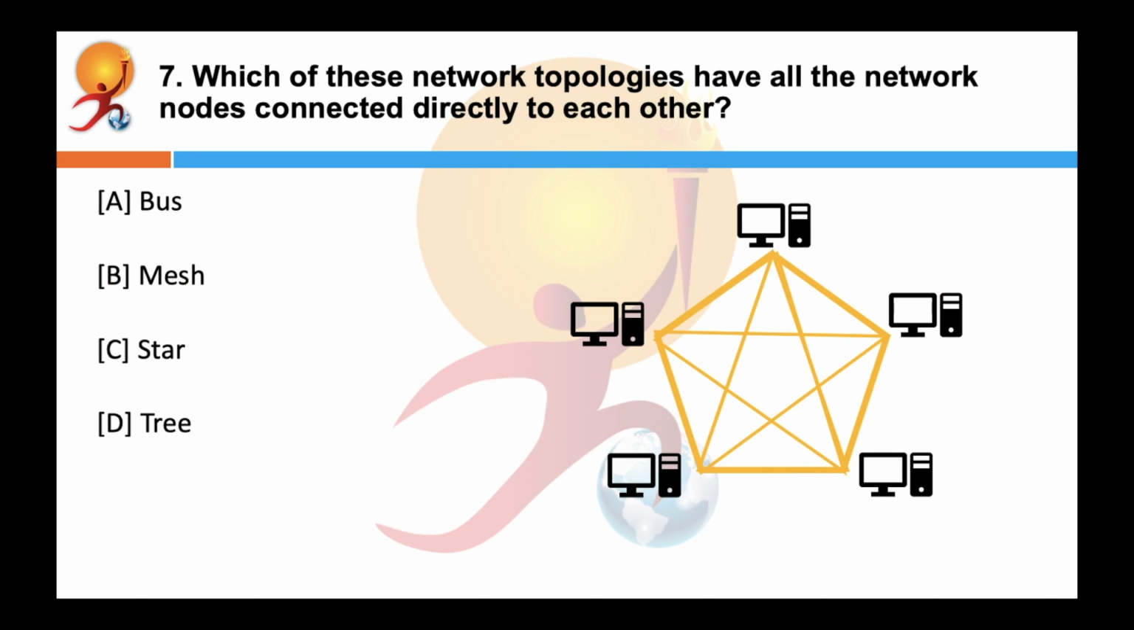Which of these network topologies have all the network nodes connected directly to each other? Correct answer is mesh. Mesh topology is a point-to-point connection to other nodes or devices. All the network nodes are directly connected to each other.